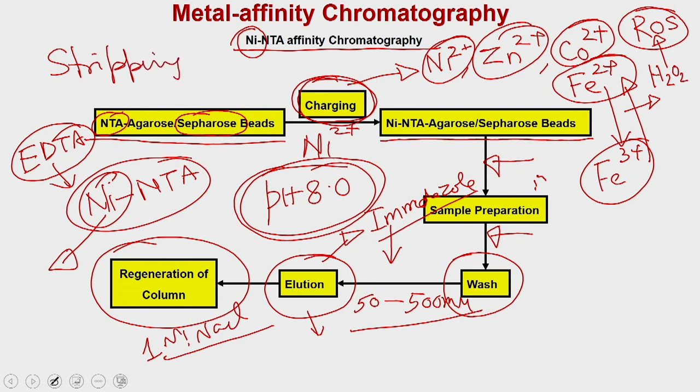To do the stripping, you flow at least 100 millimolar EDTA, which is going to remove a large quantity of nickel from the column. Then you can wash this column with water so that the EDTA is removed, and then you can do the next round of the charging step. In the charging step you incubate the column with 100 millimolar nickel sulfate solution. Once you supply the nickel sulfate, the nickel present in the solution will go and bind to the NTA groups. NTA is a functional group present on the agarose or Sepharose beads, depending on which vendor you buy these beads from, and the nickel will bind to the beads.